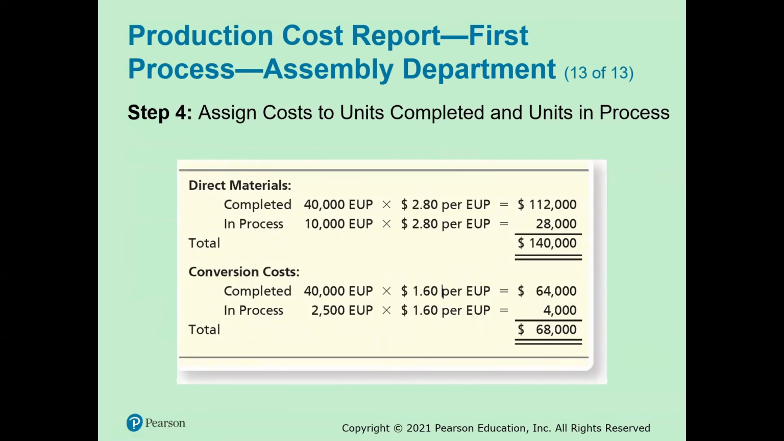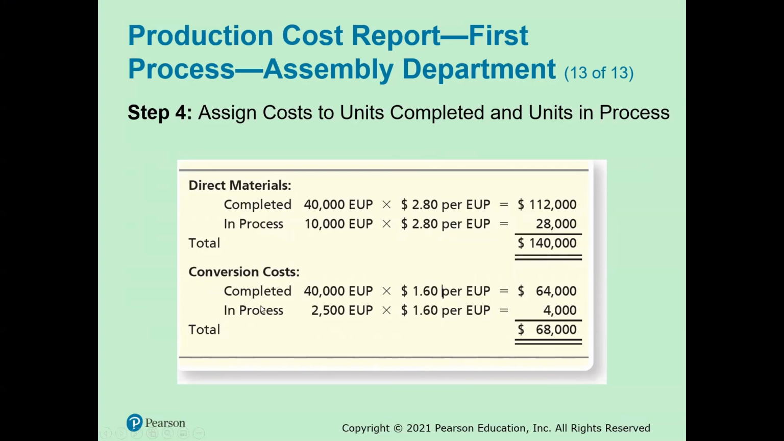Okay, so we have accomplished our goal of splitting the $208,000 total cost between the completed units and the in-process units. And now we can record these costs onto the production cost report. So you have here direct materials completed, 40,000 EUP times $2.80 per EUP is $112,000. In process, 10,000 EUP times $2.80 per EUP is your $28,000. Total direct materials, $140,000.